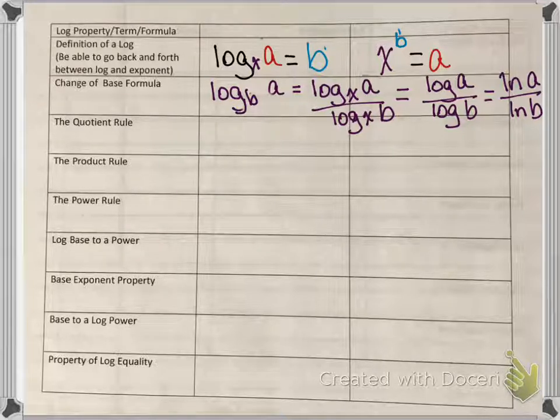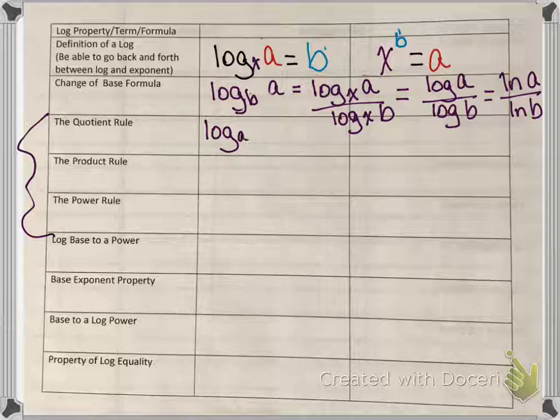Now we're going to get into these rules, which are used a lot: the quotient rule, the product rule, and the power rule. They are used the most, so make sure you've got those down. The quotient rule is when I am dividing. So I have log base A of C over D. I am dividing. Think back to when we divided exponents, when I had x to the 5th over x squared. What did I do with those exponents?